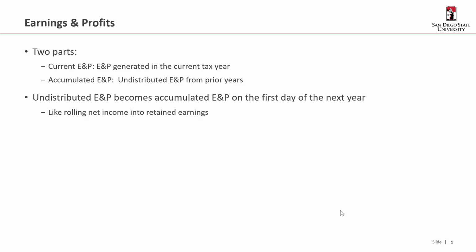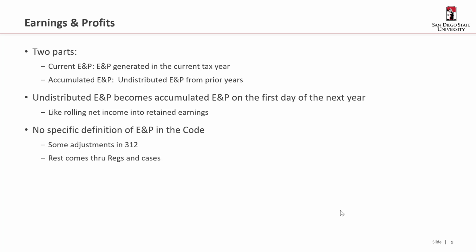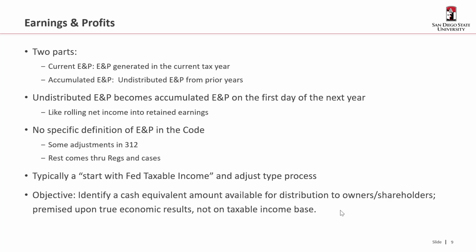So you develop current E&P during the tax year. At the end of the tax year, once you've distributed everything out and you're done, to the extent there's any E&P left, that becomes accumulated E&P on the first day of the following year. There is no specific definition of earnings and profits in the code. There are some adjustments listed in Code Section 312. The rest of it comes through either regulations or through court cases. So what we have is a really ugly set of guidance in terms of calculating E&P.